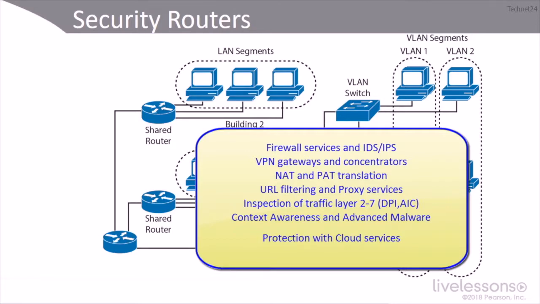They can be VPN gateways or VPN concentrators. They do network address translation and port address translation. They can perform URL filtering either locally or to a third-party vendor like WebSense, for example. They can provide proxy services like encryption and decryption services. They can also inspect traffic all the way from layer 2 up to layer 7.